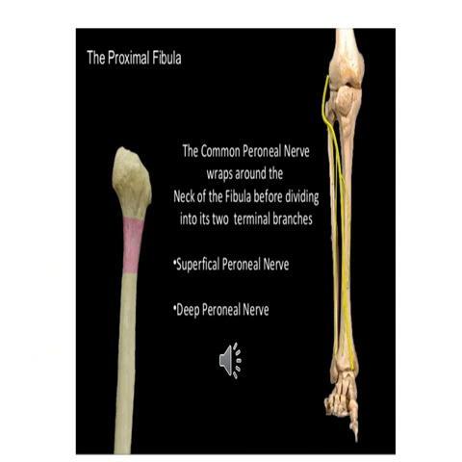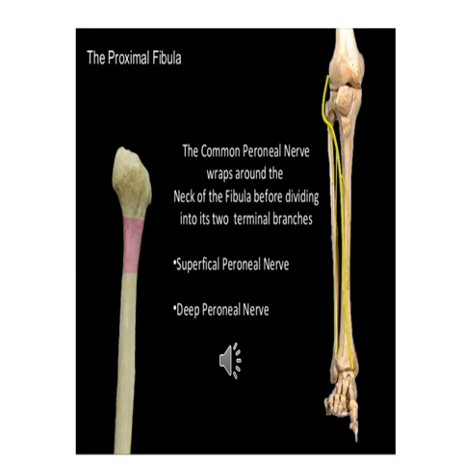The sciatic nerve, in the popliteal fossa, divides into two. That is the common peroneal nerve laterally and the tibial nerve medially. The common peroneal nerve wraps around the neck of the fibula before dividing into two terminal branches, the superficial peroneal nerve and the deep peroneal nerve.